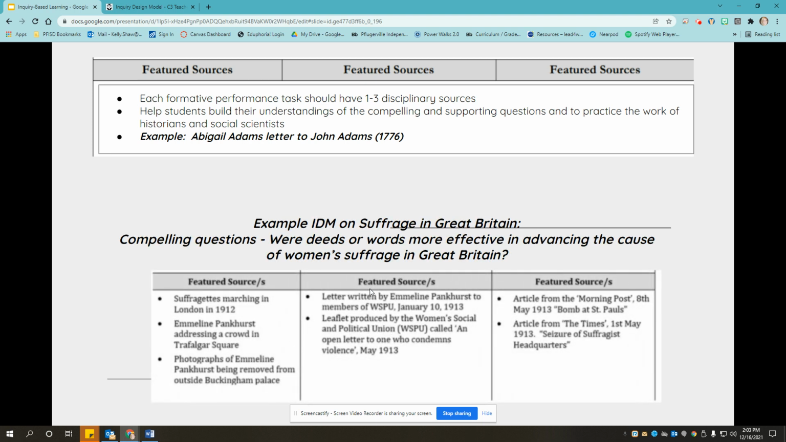For the suffragettes, it would be suffragettes marching in London in 1912, Emmeline Pankhurst addressing a crowd, photographs of Emmeline Pankhurst being removed. So these things don't always have to be texts. They can be newsreels, they can be pictures, they can be a multitude of different sources.